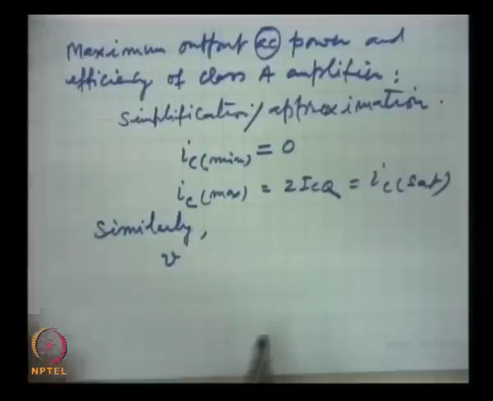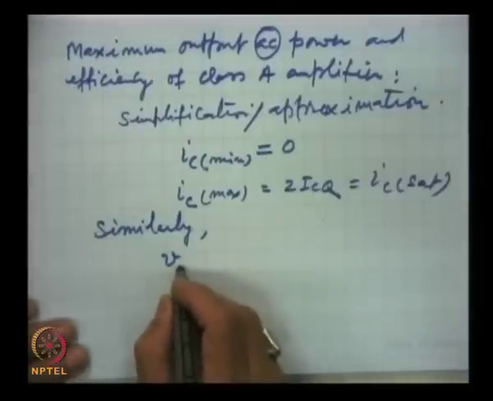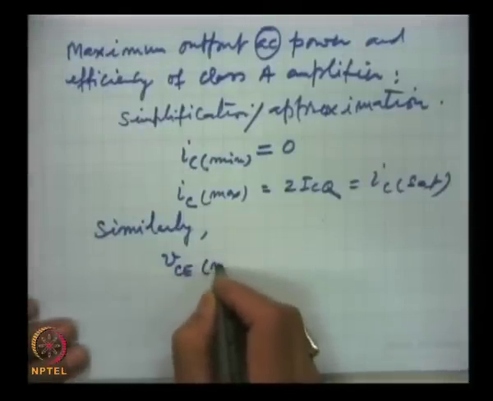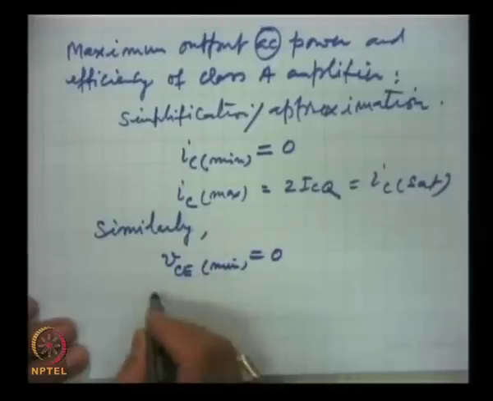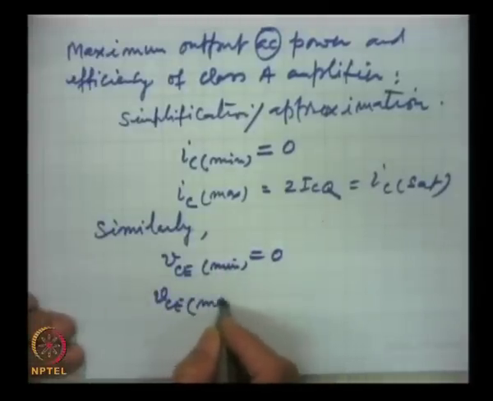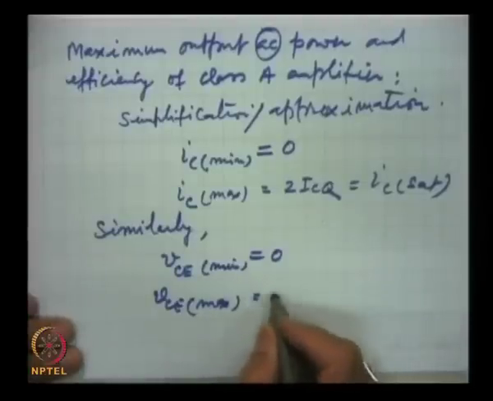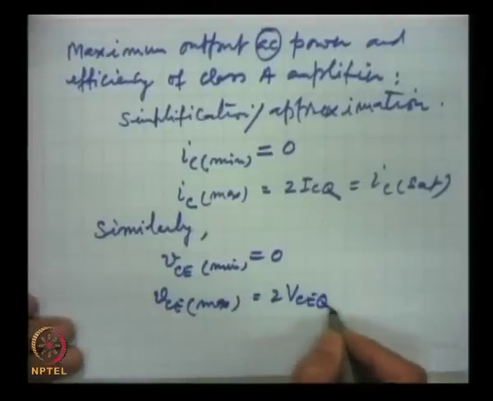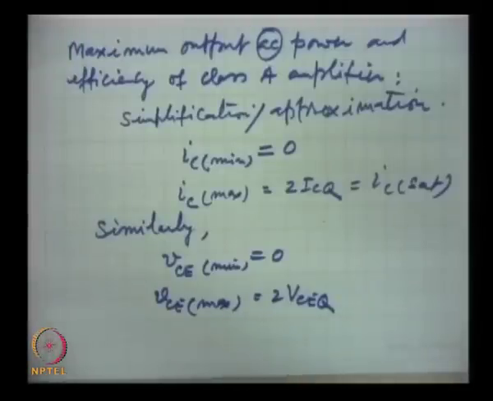So this approximation brings VCE minimum as zero and VCE maximum as 2VCEQ. These simplifications, approximations, are very near to the real situation, and because of them the analysis becomes very simple. This we will see.